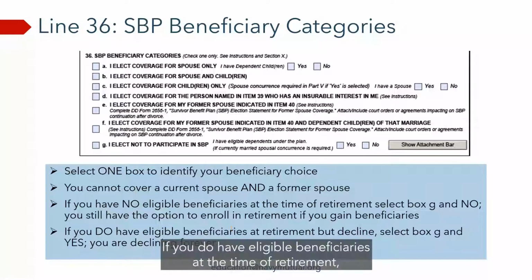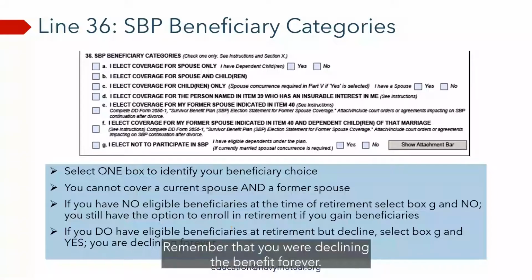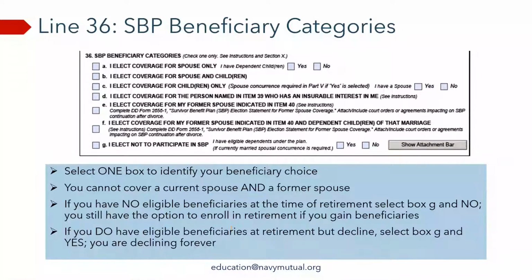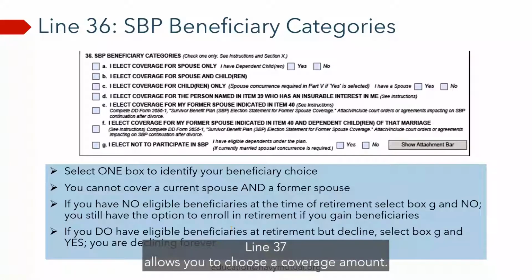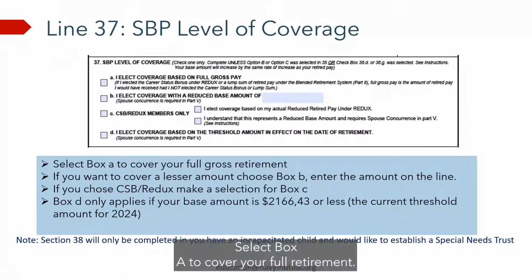If you do have eligible beneficiaries at the time of retirement but decline, you also select box G but click yes. Remember that you are declining the benefit forever. Line 37 allows you to choose a coverage amount. Remember, the benefit is 55% of the coverage amount. Select box A to cover your full retirement.